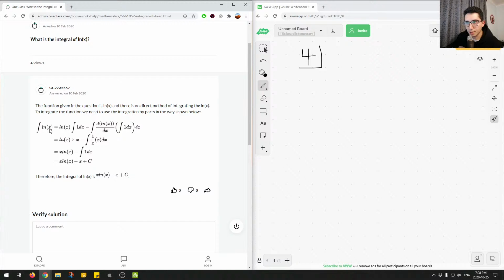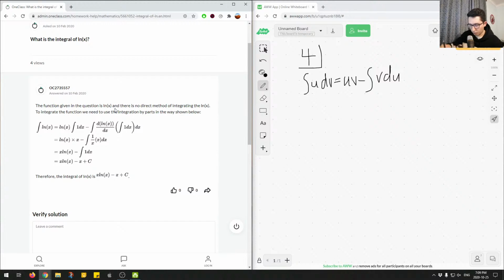Here we can see ln x. This is the integration by parts, and to go through the process step by step, I'll write down the formula for integration by parts. It will be the integral of u dv equals u times v. Let me just write that again: u times v minus the integral of v du. So u and v are just placeholder variables, and you'll see how this is useful in a second.